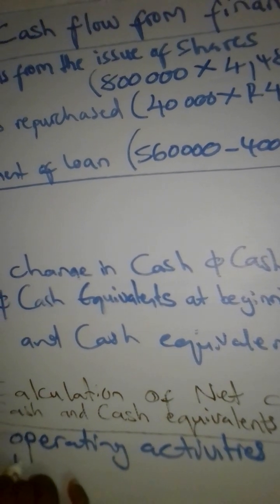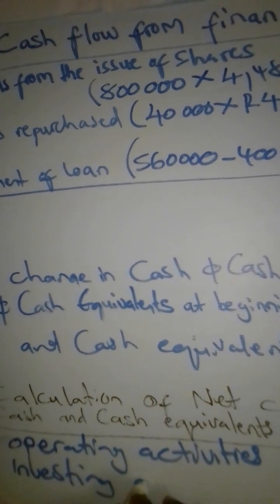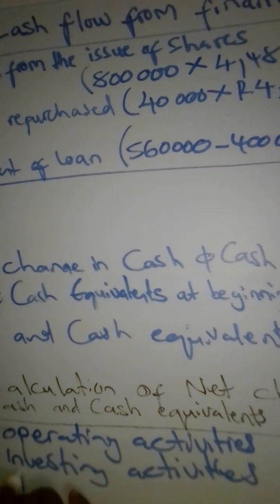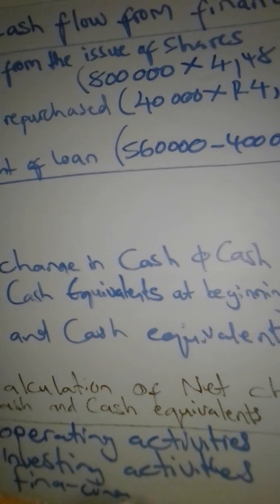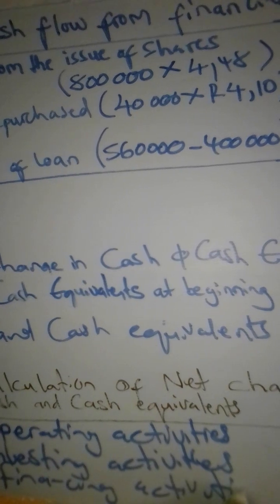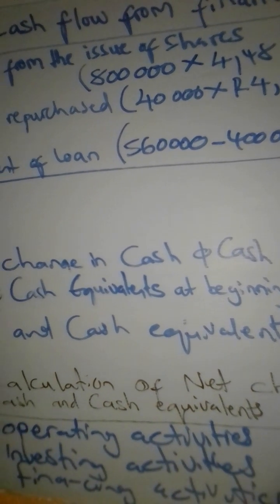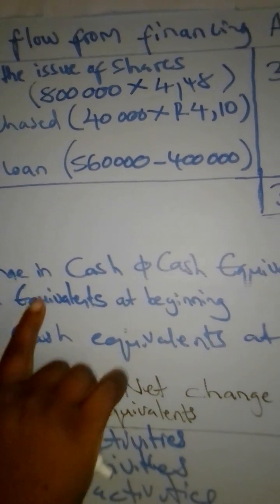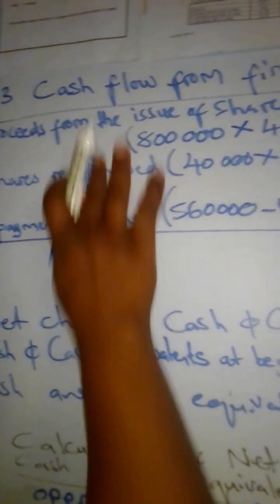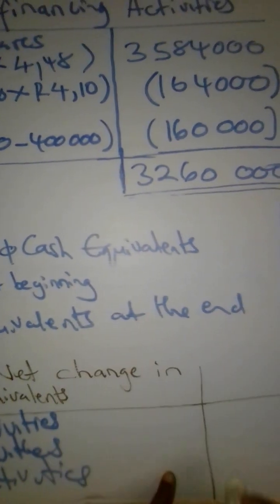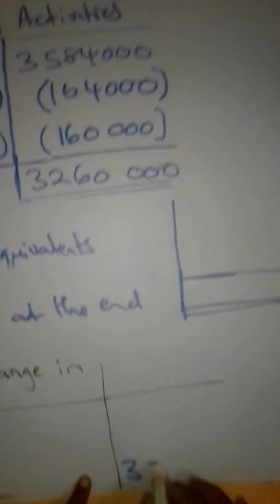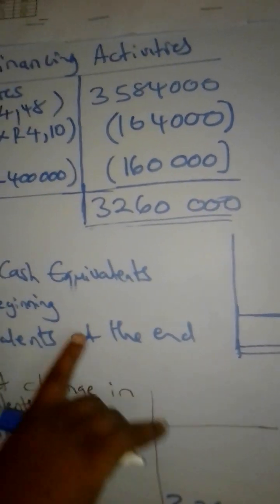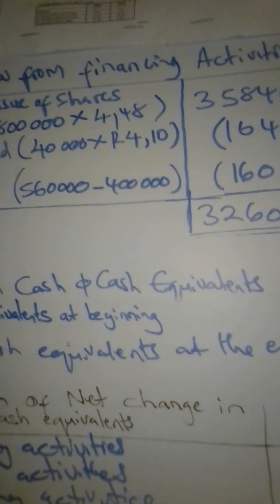The money that we also got from investing activities. And lastly, the money that we got from financing activities. Adding these three amounts will give us the net change. Anyway, let's check. We have to go back to part 1 and part 2 so that we can get these amounts. The amount for the cash flow from financing activities is 3,260,000.